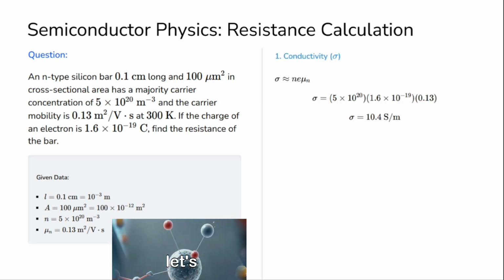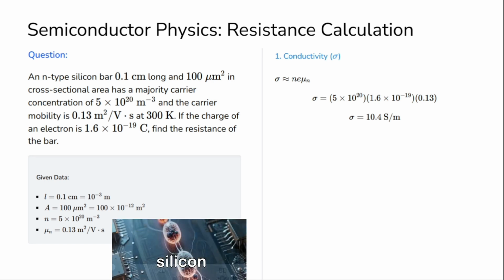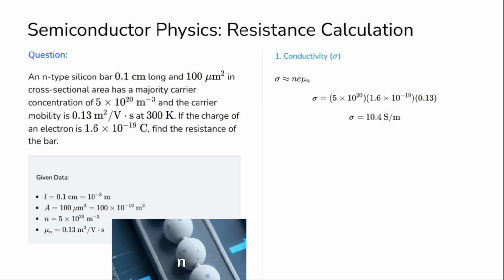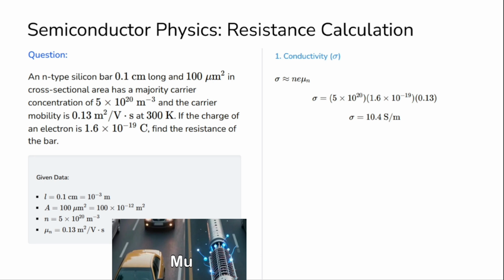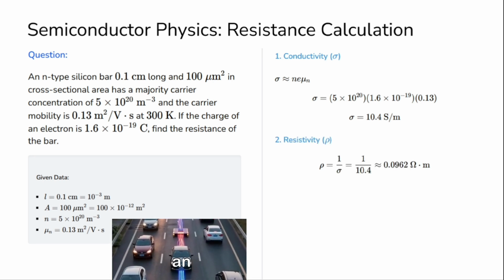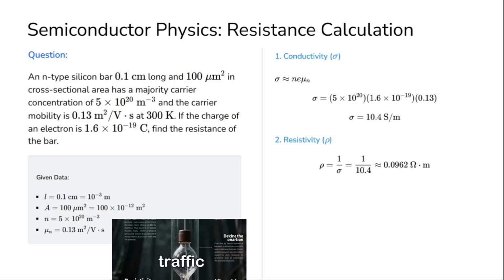Before we solve, let's understand what these terms mean. An N-type semiconductor is simply silicon that has been doped to have extra electrons. The carrier concentration, or N, tells us how many free electrons are available to move. The mobility, or mu, describes how quickly and easily an electron can move through the silicon when an electric field is applied. Think of it like how easily a car moves through traffic.